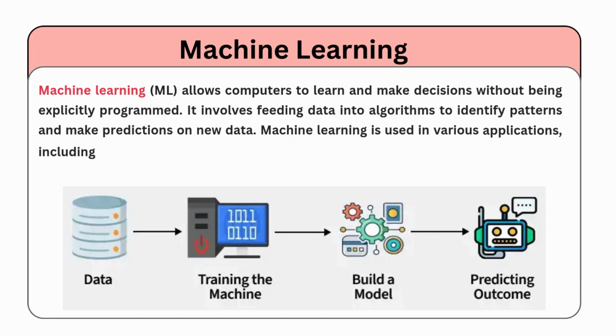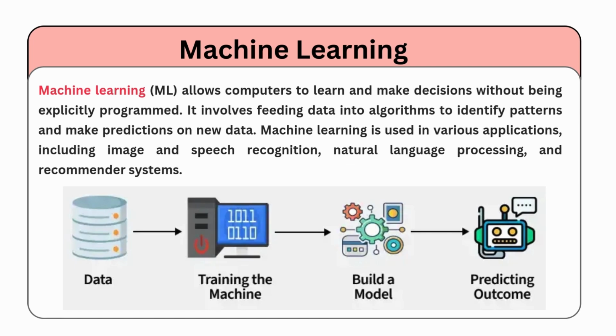Machine learning. Machine learning allows computers to learn and make decisions without being explicitly programmed. It involves feeding data into the algorithm to identify patterns and make predictions on new data. Machine learning is used in various applications, including image and speech recognition, natural language processing, and recommender systems. As you can see in the diagram below, where data is fed into the machine for training the machine, and then a model is being built, and then the outcome is predicted based on the given data. So it is very important to have clean data for your machine learning model.